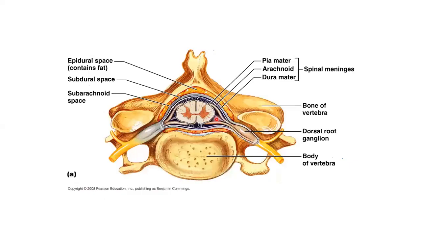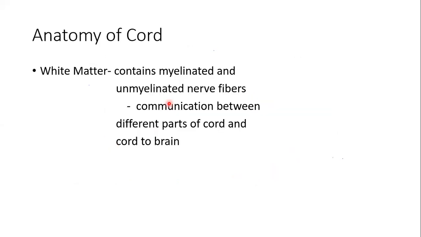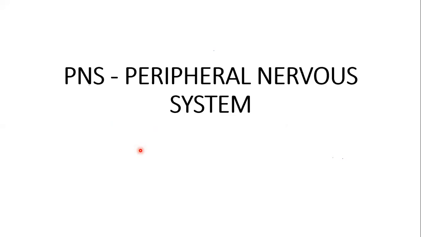As you can see here, we have the epidural space, the subdural space, then the subarachnoid space, then the pia mater, arachnoid and dura mater. These are the spinal meninges, running from here to here, the bone of the vertebra, the dorsal root ganglion, then the body of the vertebra. We have the gray matter here, and the outside is the white matter. White matter contains myelinated and unmyelinated nerve fibers for communication between different parts of the cord and the brain. So that's all about the CNS.